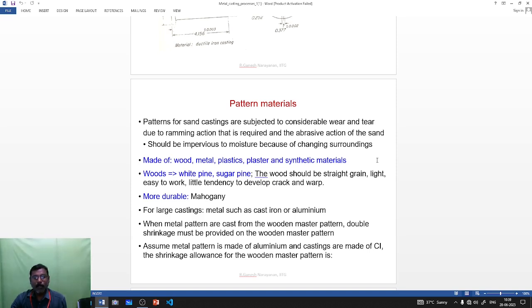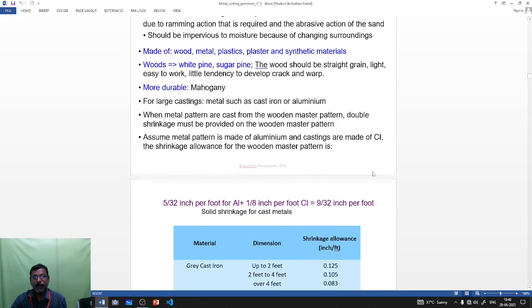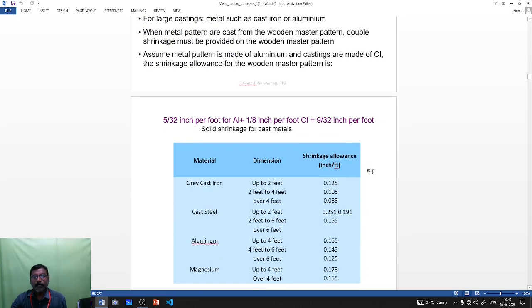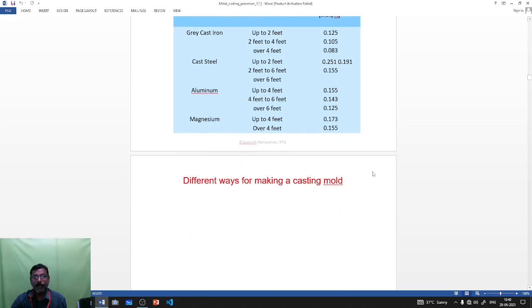So for large castings, metals such as cast iron or aluminum have to be used. When metal patterns are cast from the wooden master pattern, double shrinkage must be provided on the wooden master pattern. So assume the metal pattern is made of aluminum and the casting is made of cast iron. The shrinkage allowance for the wooden master pattern is there. So various materials are used, that is gray cast iron, cast steel, aluminum, magnesium, etc.